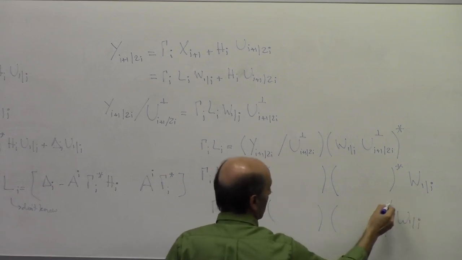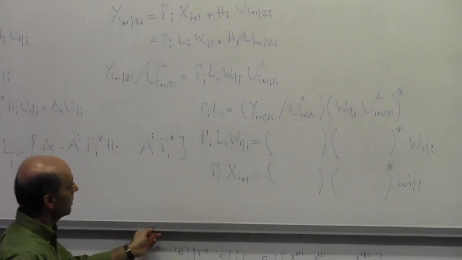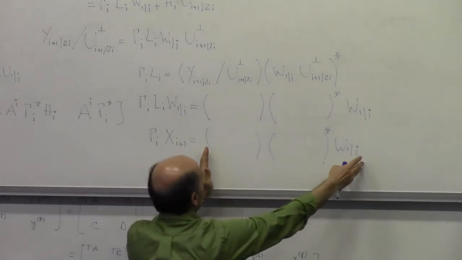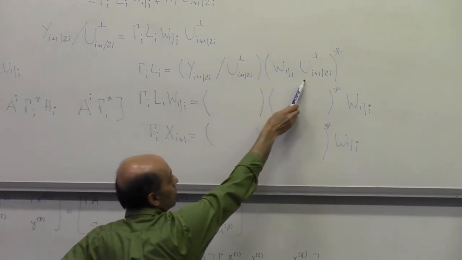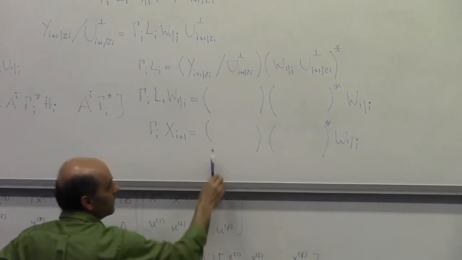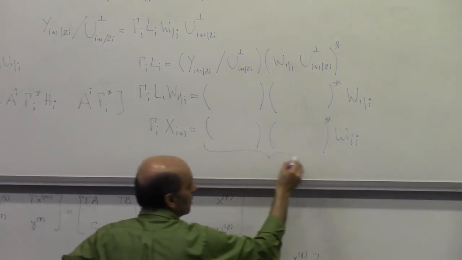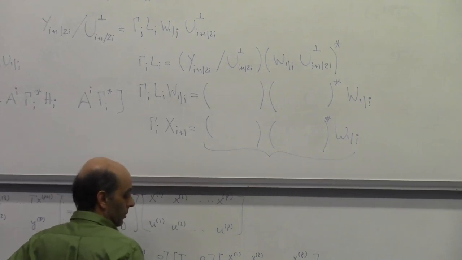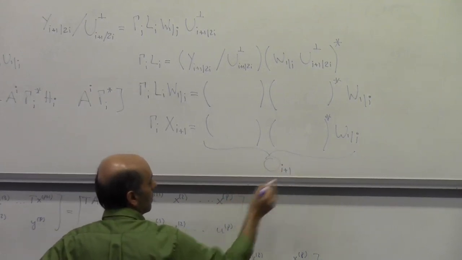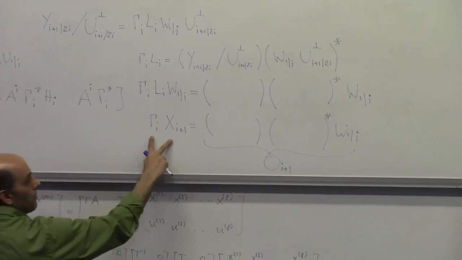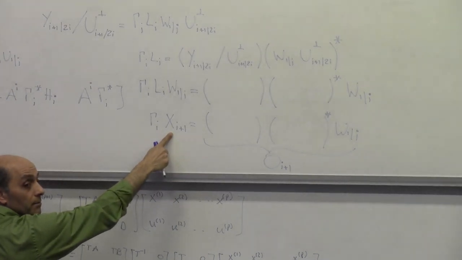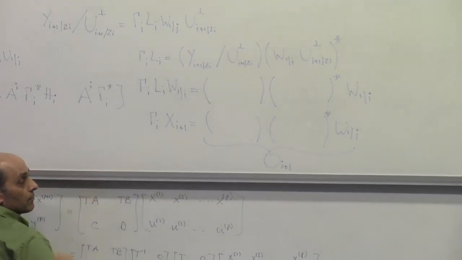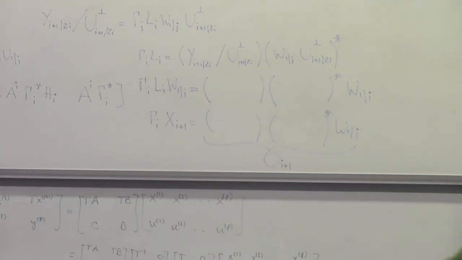Okay. Now, why is that interesting? Look what we just did. I know everything on the right side of this equation. I know Y, I know U perpendicular, I know W, and I know U perpendicular. And I know W here. Everything on the right side is known. The whole thing is known. It's just going to be a matrix. I'm going to call that O. The left side is a matrix times the states that I've been trying to estimate, X. So here's X, and here's the matrix that's multiplying it.